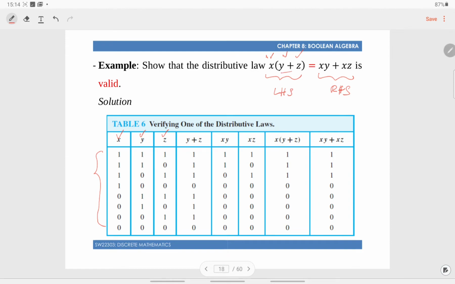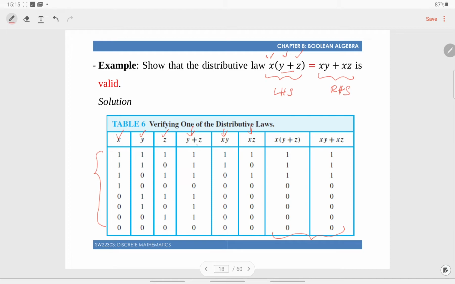We have y plus z here, so we have this column. We have x plus y, so I have this column. We have x times z, we have this column, and then combined together we have this one, x times y plus z, and we have x times y plus x times z. So the given law is valid when these two columns are identical. So after you come up with all these possible combinations, try to come up with the output.